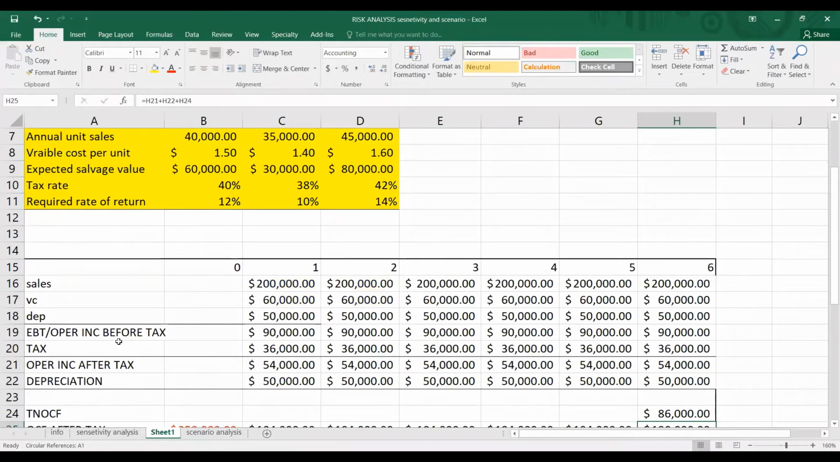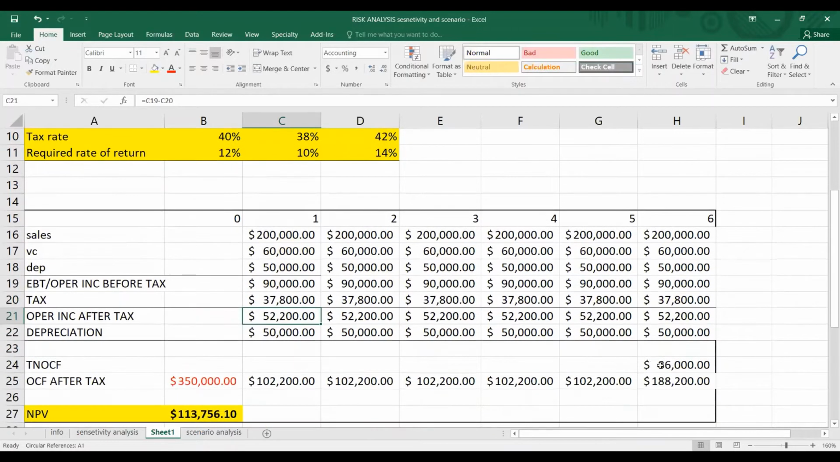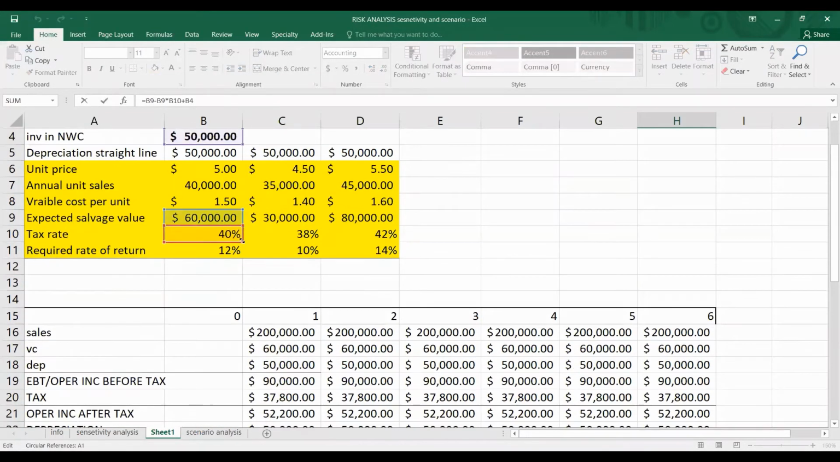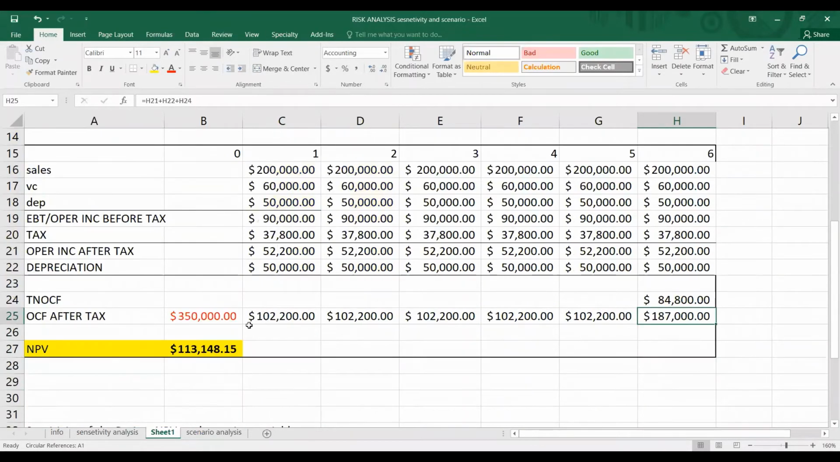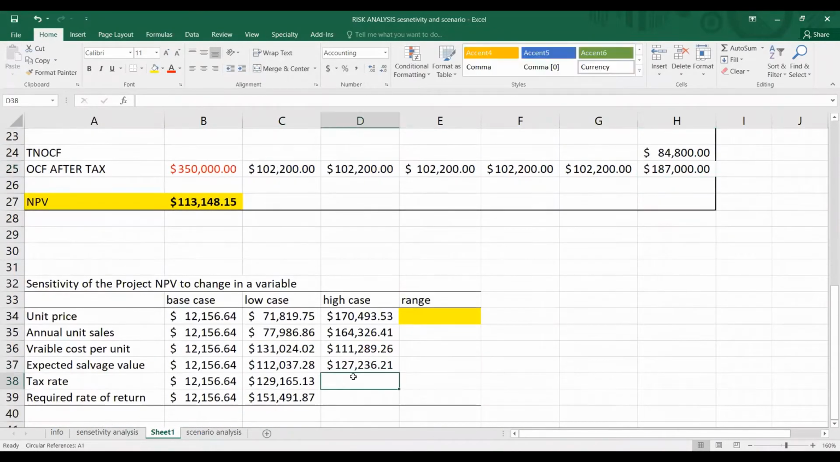Okay, now I change my tax rate. Two things will be affected: the tax amount, and the terminal non-operating cash flow because of the expected salvage value. As you can see, the NPV is 113,148.15.